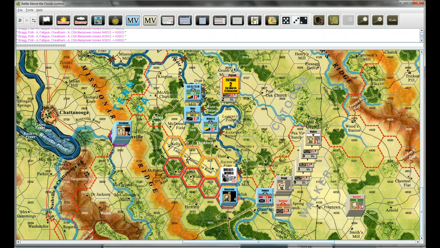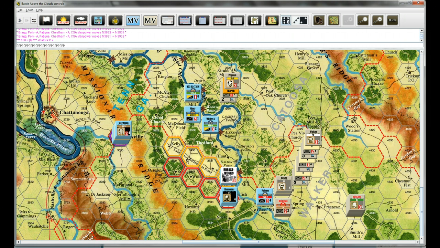Normally, the extended march does not occur until you hit fatigue level 3. And at that point, what you do is you just roll a single die, and there are modifiers, of course, for the Union side because they are more prone to these extended marches and straggling because they had such large armies.